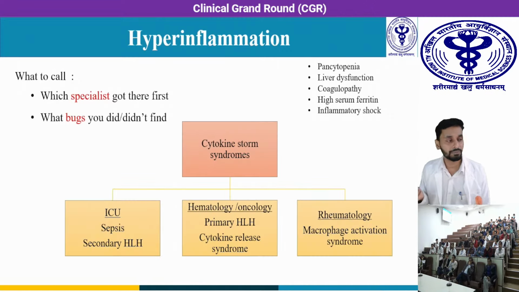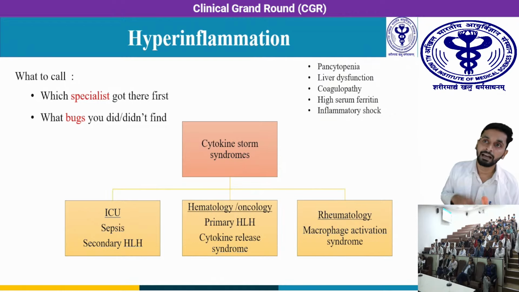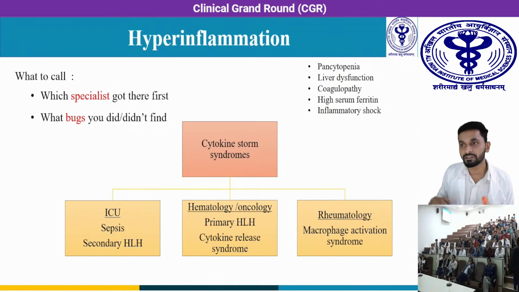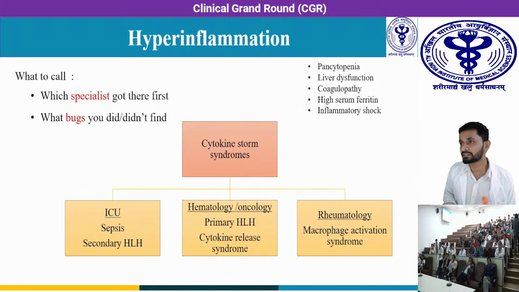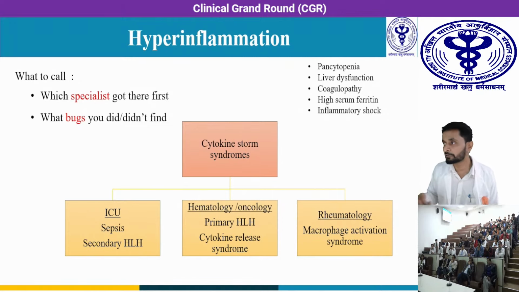What to call it depends upon the patient's condition, which specialty the patient lands in, and whether the patient has infection or not. In the ICU, it will be sepsis and secondary HLH. In hematology, it will be primary HLH. In oncology, it will be cytokine release syndrome. In rheumatology, it will be macrophage activation syndrome.